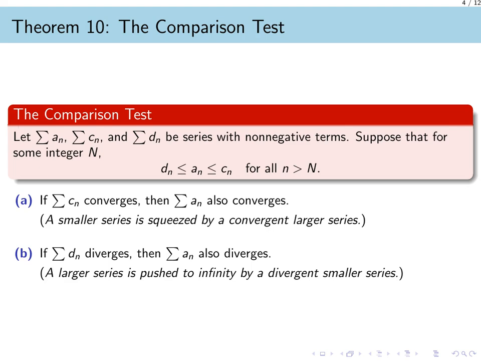Second, for divergence, if we can find a third, smaller series, the sum of d sub n, that we know diverges to infinity, and our series a sub n is always greater than or equal to it, then our series must also diverge. It is being pushed up to infinity by the divergent series below it. In short, a series converges if it is smaller than a known convergent series, and it diverges if it is larger than a known divergent series.